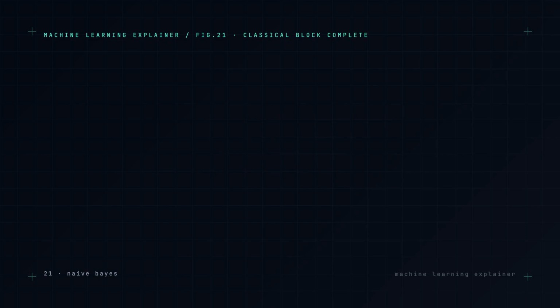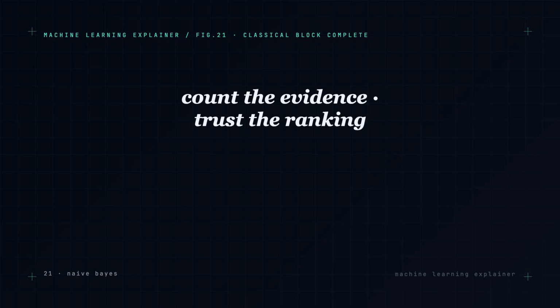So, naive Bayes wraps up the classics. Count the evidence, apply Bayes, and trust the ranking even when the assumptions are wrong. These 7 algorithms quietly power a huge share of real machine learning. But now, we return to where we started and go deep. Next block, we build the great architectures, the MLP, convolutional networks, recurrent networks, and the transformer. See you there.